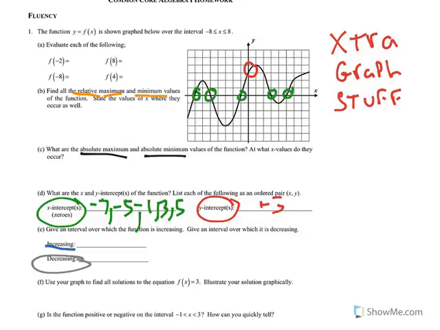And last one, let me just draw in a couple of places where we see some increasing. We'll use blue, increasing, increasing, increasing, all 3 of those. And if we look at the last 2, decreasing, decreasing. That's a bad color. Let me switch decreasing to yellow. All right, so 3 places where it's increasing, 2 places where it's decreasing, and that's a little bit of extra graph stuff for you guys.